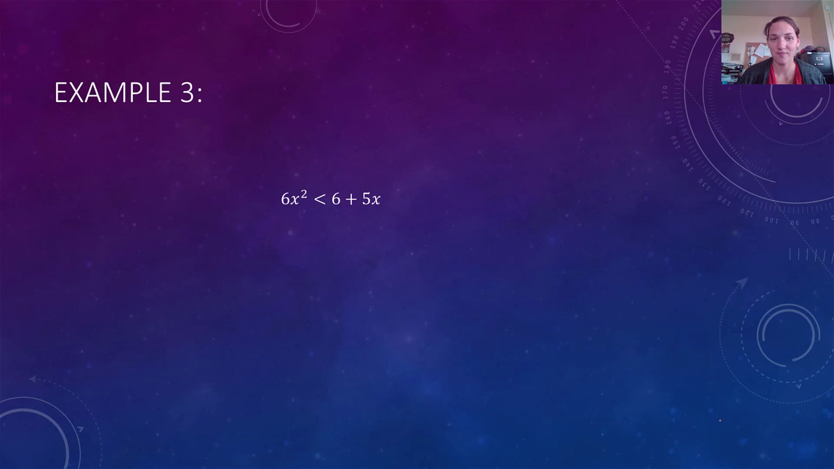How did it go? Not bad? I moved everything over. 6x squared minus 5x minus 6. We want that to be less than 0. All of these wanted less than 0. That's not fun. I was able to factor, and I got my 2 zeros, -2/3 and 3/2. So they're not pretty zeros, but they're there.